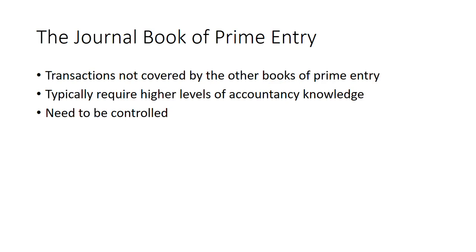Why are they important? Well, because for all the other books of prime entry, people would have specialised in them. The sales invoice person posts to the sales daybook, the purchase invoice person posts to the purchase daybook, and that's all that they do often. And the person who runs the cash book does the cash book. This journal is a whole series of different transactions. So they're not typical, and they mainly require a higher level of accountancy knowledge to get the answer right. That's why they hold a special level of importance.